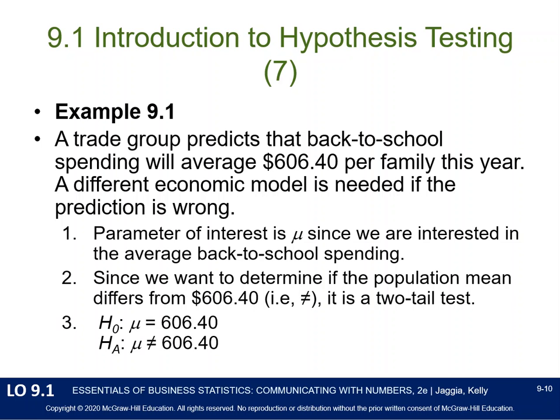So then we'll write our hypothesis, where our null hypothesis is that the mean is equal to 606.40, and the alternative hypothesis is that the mean is not equal to 606.40. So notice the alternative hypothesis isn't saying whether it's greater than or less than, just that it's not 606.40.